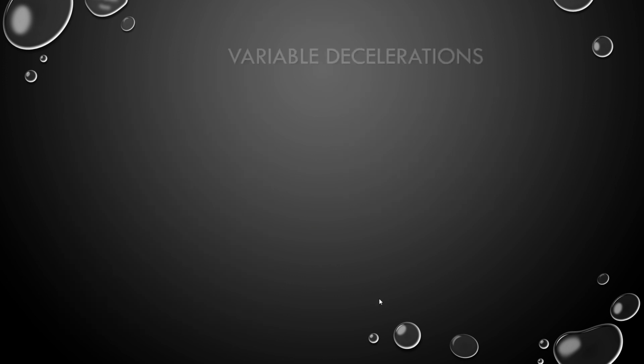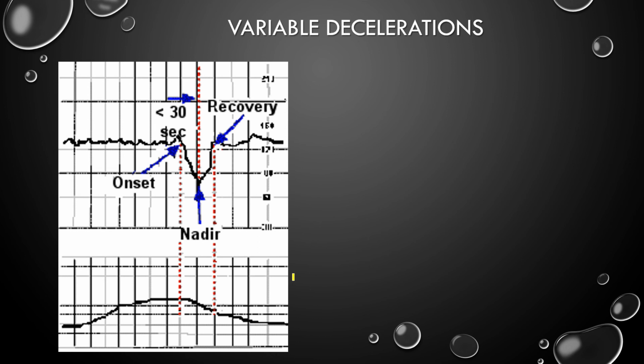So now let's talk about our third one. We have our variable decelerations now. So let's talk about what this means. These are a little bit different, and you'll notice that there's not really always a coordination between the deceleration and the contraction. But the main thing you want to notice is how jagged this deceleration is. Notice how sharply it decreases and how sharply it recovers. That's a very key feature.